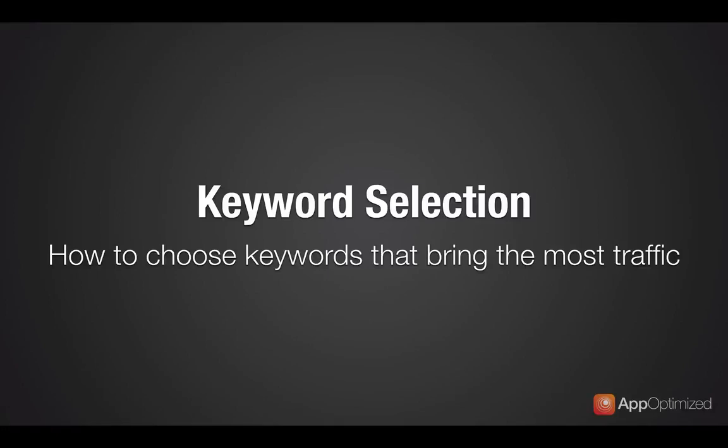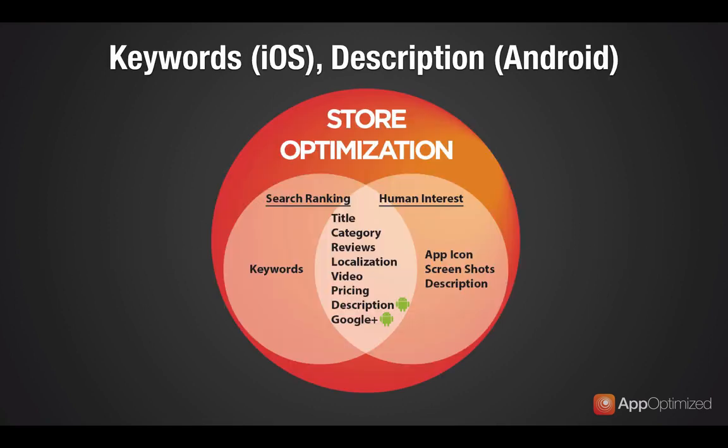In this video, I'm going to talk about how to choose keywords that will bring you the most traffic for your app. And as I mentioned in a previous video, the keywords that you select as well as your app title go hand in hand, and it's very important to choose both the app title as well as the keywords together as one to be most optimized for your app.